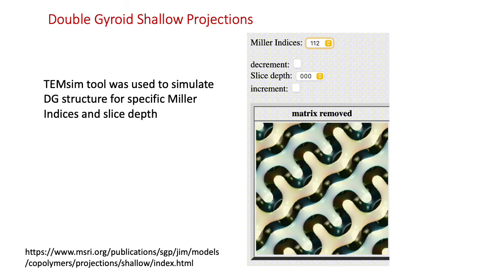The shallow projections in the TIMSIM tool can be used to visualize the complex structures such as double gyroid or double diamond structures, and the TIMSIM tool was used to simulate the double gyroid structures for specific Miller indices and slice depth. However, unfortunately, the tool doesn't have all Miller indices in it. However, the good thing is that you can change the slice depth by a 5% increment of depth.